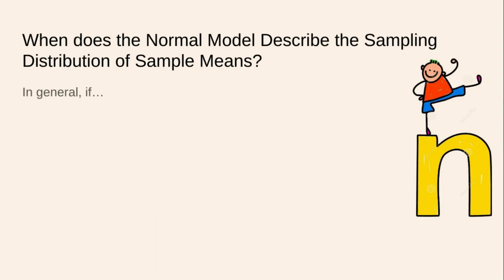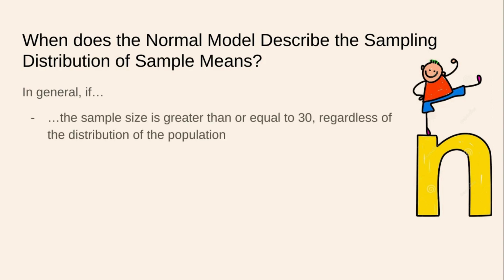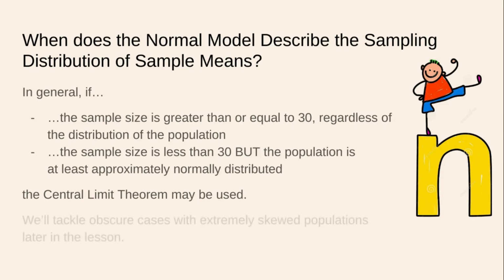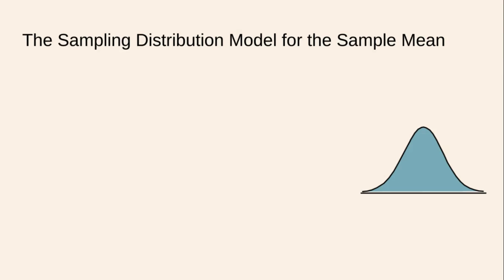So, in general, the central limit theorem may be used if the sample size is greater than or equal to 30, regardless of the distribution of the population, or if the sample size is less than 30 but the population is at least approximately normally distributed. So if we have a sample size less than 30, but the population fits a bell curve, the sampling distribution of sample means will fit a bell curve as well. We will tackle obscure cases with really skewed populations later on in the lesson.